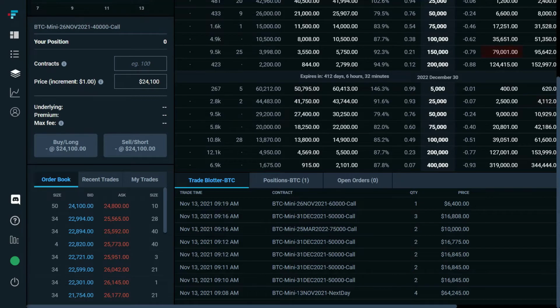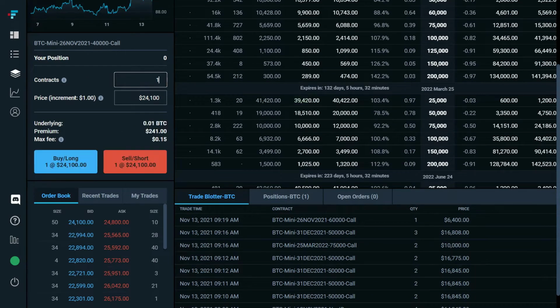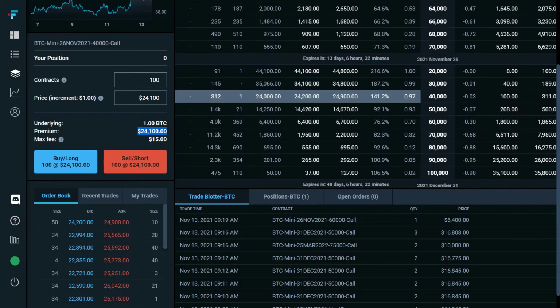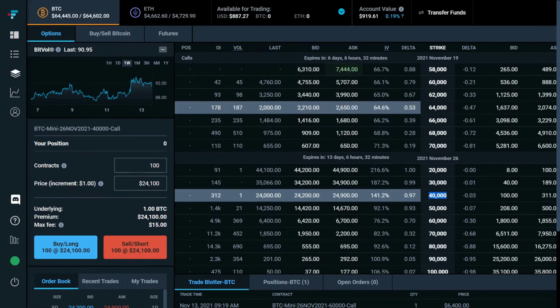And then this is Bitcoin, so similar to Ethereum, 100 is 1 Bitcoin, and you can see the price there. And that was whatever one I clicked on here, 40,000 November. And then it will automatically put in whatever the bid was, I guess, for you, but you probably have to go up closer to the ask to actually get it filled.